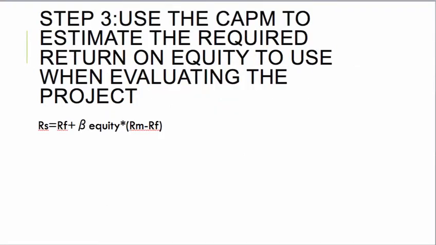Now things become easy. We can use the equity beta we calculated from step 2 to calculate the cost of equity following the CAPM model. As stated here, cost of equity equals the risk-free rate plus equity beta times the difference between the market rate of return and the risk-free return.